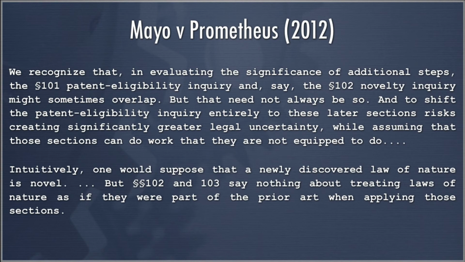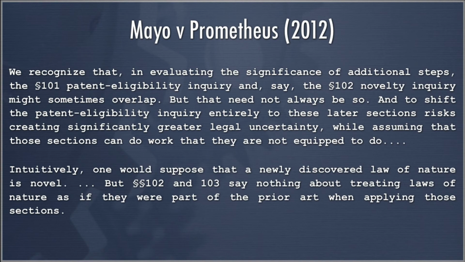Now, they don't explain how Section 102, for example, can't do it. They say one would suppose that a newly discovered law of nature is novel, right? But Section 102 and 103 say nothing about treating laws of nature as if they are part of the prior art when applying those sections. This is an interesting statement here, right? Section 102 and 103 don't say anything about prior art except that if it comes before particular dates, then it's prior art, right? If information is known, then it's prior art, right?